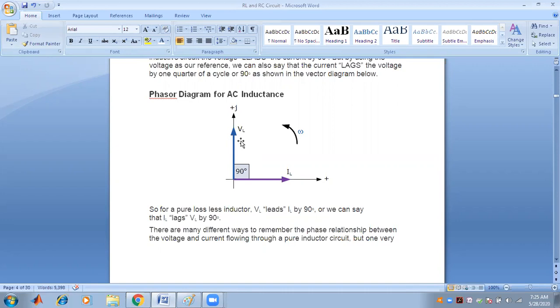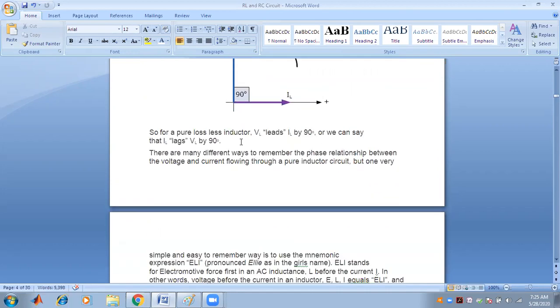So the reference that I am taking is the most important part in order to define. If I take voltage as a reference, the current will be lagging. If I take current as a reference, the voltage will be leading by an angle of 90 degrees. In both cases, for an AC inductor.